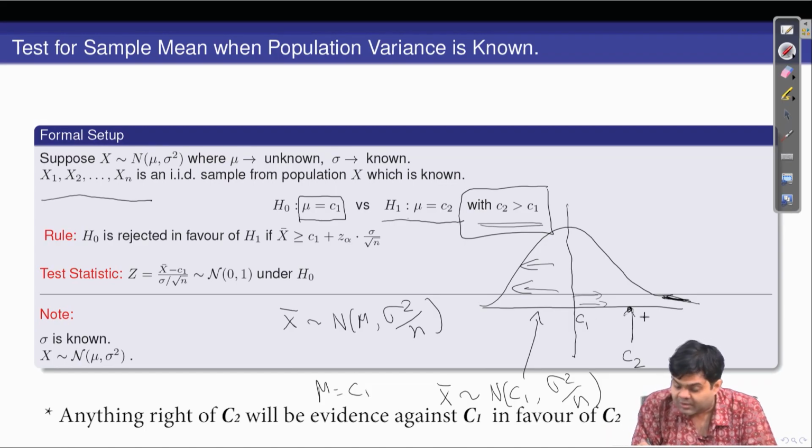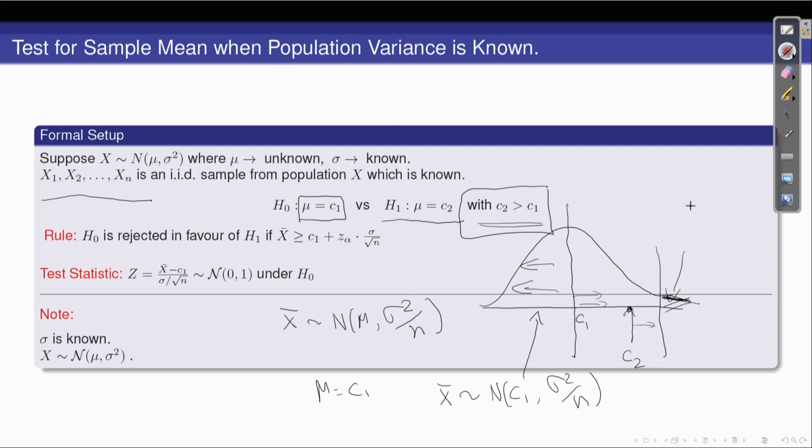So it has to be not just left of C2, it has to be far enough that this is significantly more likely to come from mu equal to C2. This is what we are targeting. We want it to be significantly more likely to come from C2. So that's what we are aiming at.